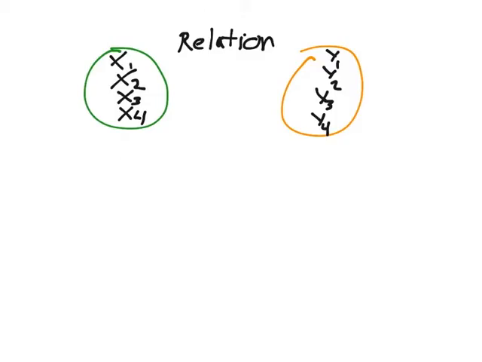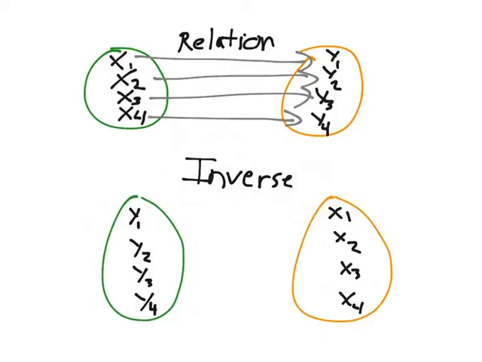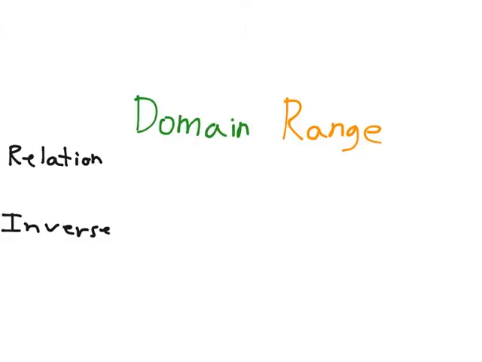You're essentially just switching out where you have x's and where you have y's. So if this is a map for our relation, its inverse will look like this, where now you can see the domain has become the y values and the range has become the x values. So for our relation, the domain has x values and the range has y values, but for its inverse, the domain has the y values and the range has the x values.